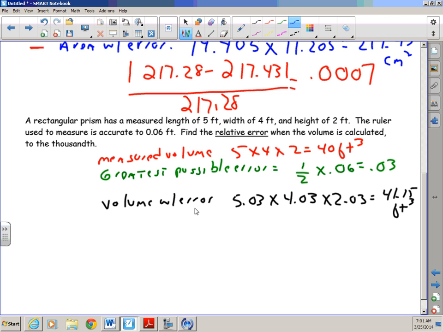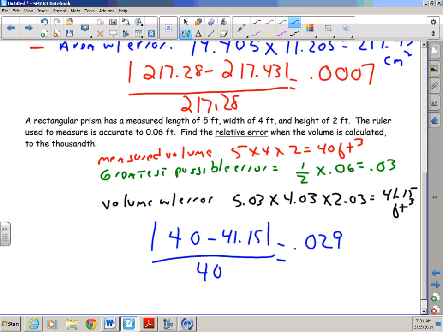And then now I go and do my computation. 40 minus 41.15 divided by the 40, and that gives me 0.029. Okay, so again, just to recap, what we did today was computations of relative error in measurement.